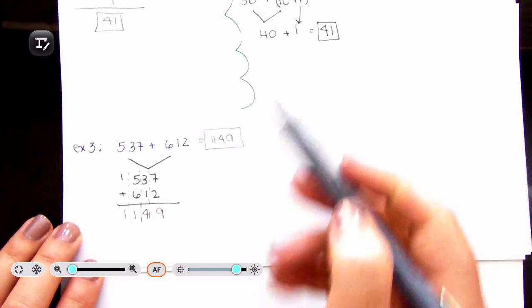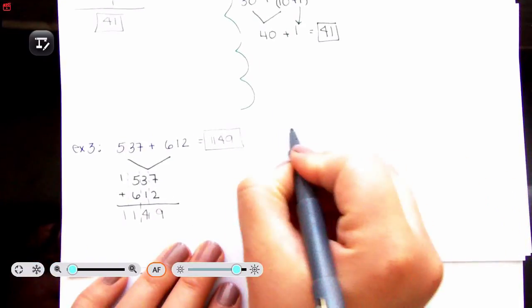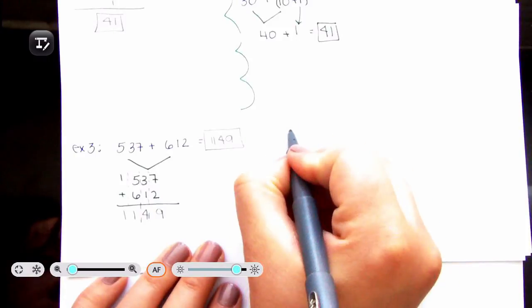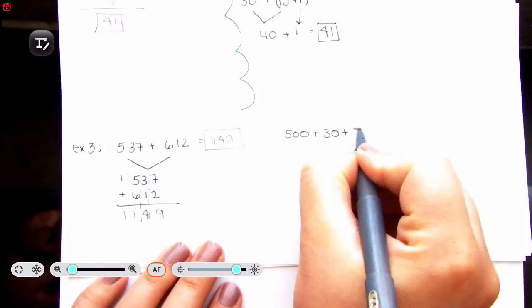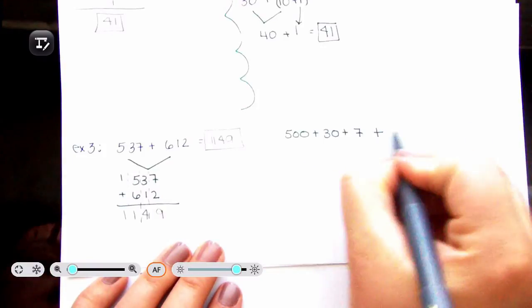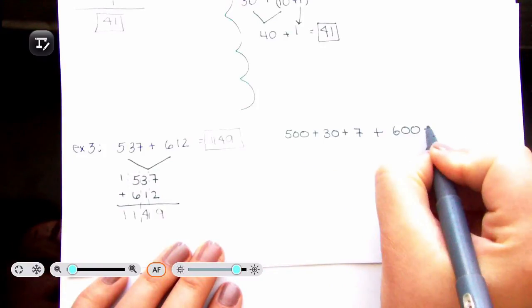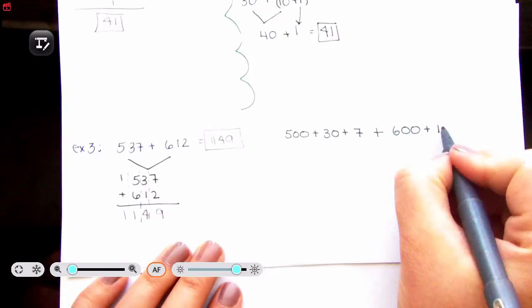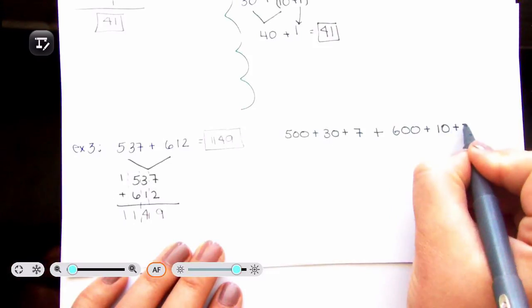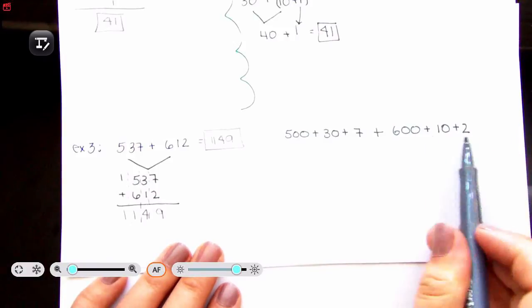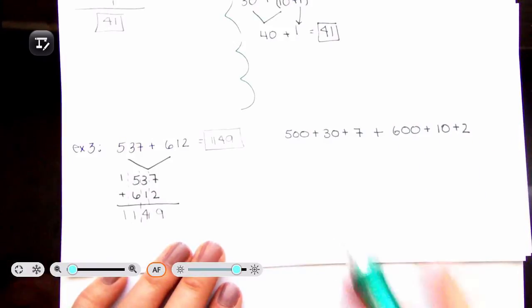Let's see if we can get that same answer with the other method. Again, that method is to split things up. So let's split up 537 and 612. Now you can choose to do 12 if that's simple enough for you, or you may choose to do 10 plus 2. I usually like to split it up into 10 plus 2. So I'm going to start adding things up.